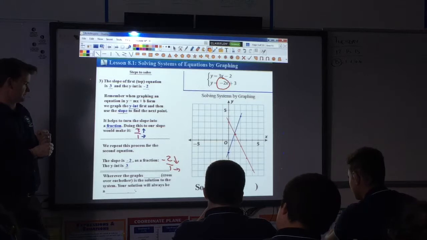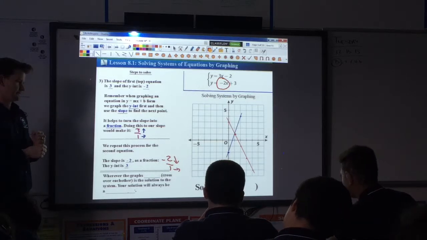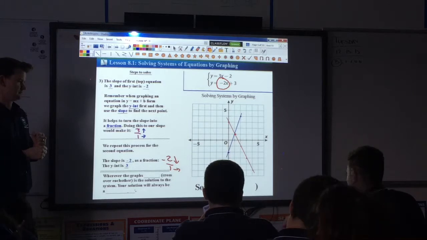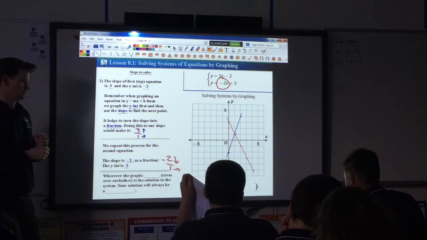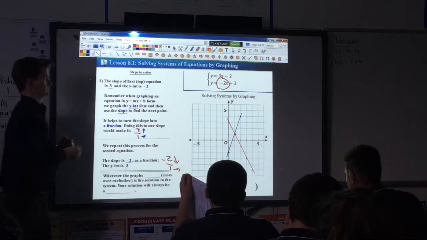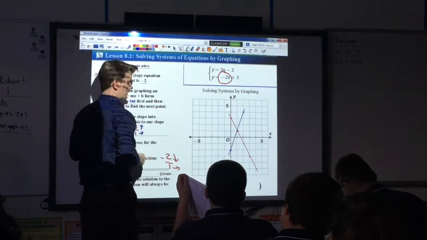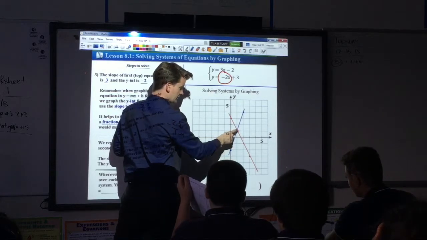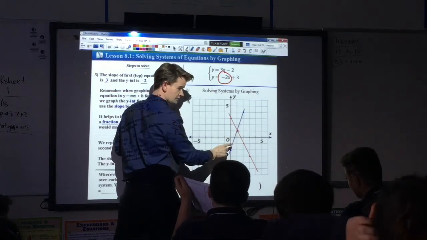What is the solution to this system? Can you identify that coordinate pair? Alright, so remember to identify a coordinate pair, Chris, we start here at the origin, and we're trying to get to this point where the graphs intersect each other, right?